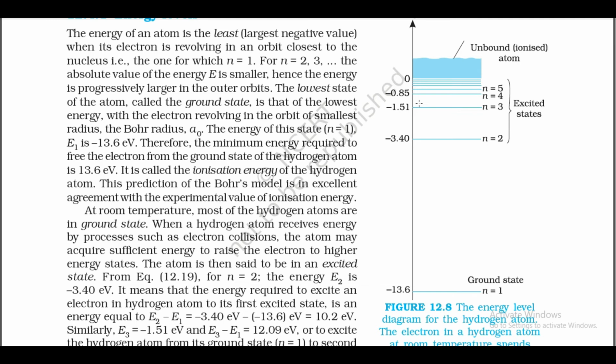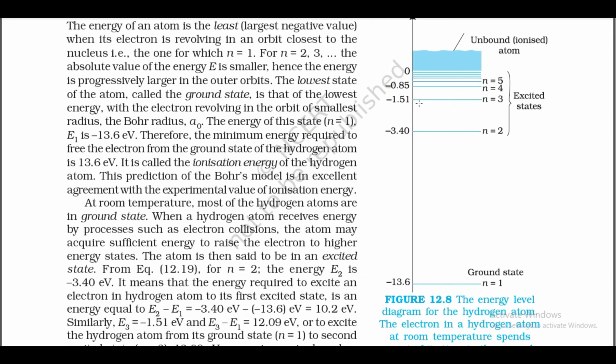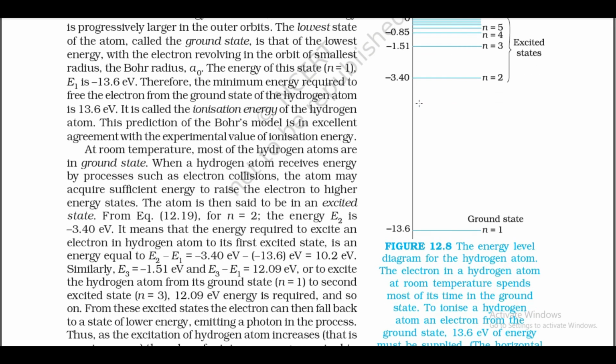When a hydrogen atom receives energy by processes such as electron collisions, the atom may acquire sufficient energy to raise the electron to higher energy states. The atom is then said to be in an excited state. From equation 12.19, for n equal to 2, the energy is minus 3.40 eV.